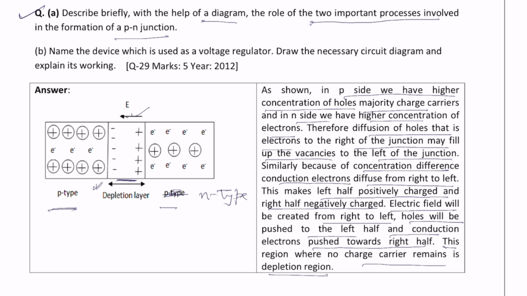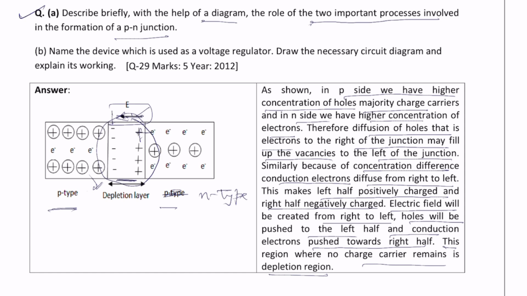So in a p-n junction, because of the diffusion, some of the electrons cross this barrier and come to this side, and holes cross this barrier and come to this side. So an electric field is set up. The direction of the electric field is from positive to negative. So this is the direction of the electric field. This point is clear. Now what is drift current?